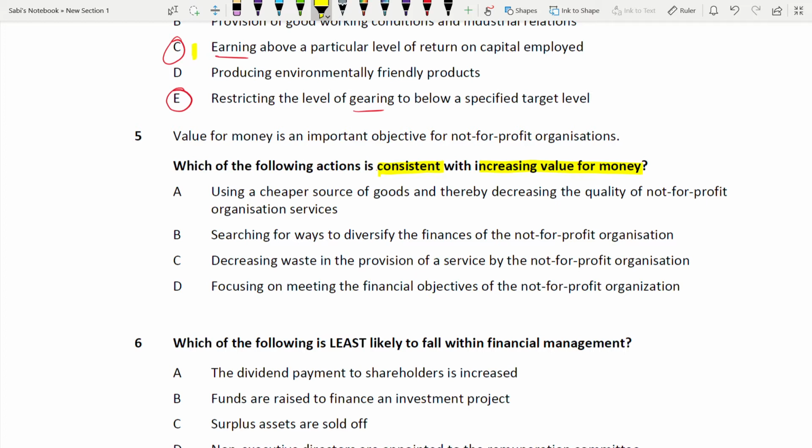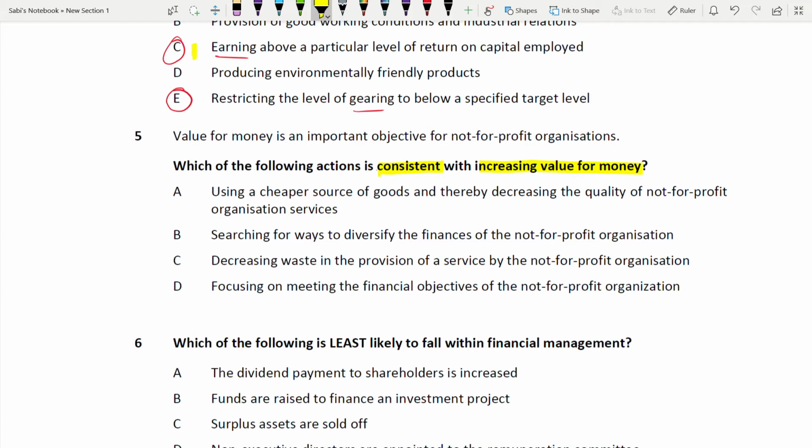Yes, it's a good thing that you're using a cheaper source of goods, but then the question comes, if the quality is reduced, then you are not increasing the value for money. You have to have the quality with reduction in cost. So definitely A is not the answer. B. Searching for ways to diversify the finance for not-for-profit organization. We haven't studied about finances in not-for-profit organizations, so B is not the answer. C. Decreasing waste in the provision of a service by the not-for-profit organization.